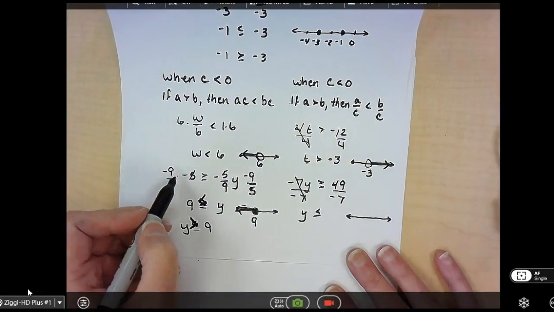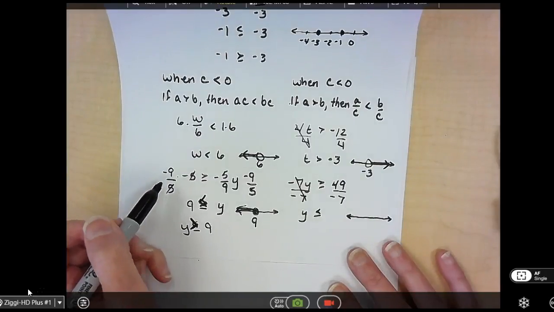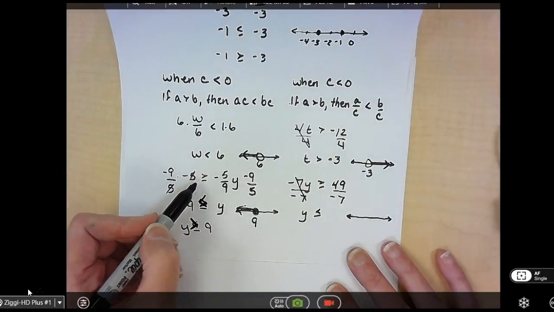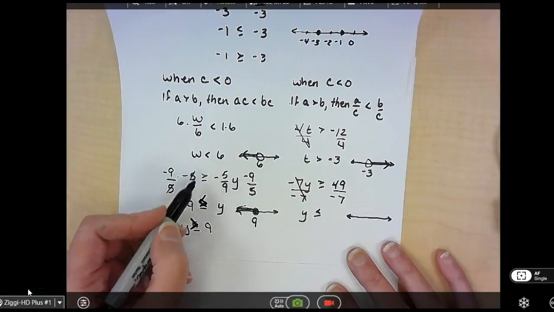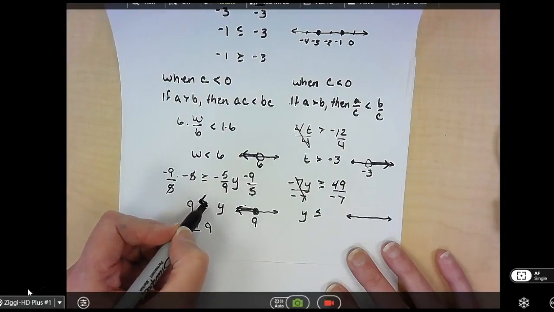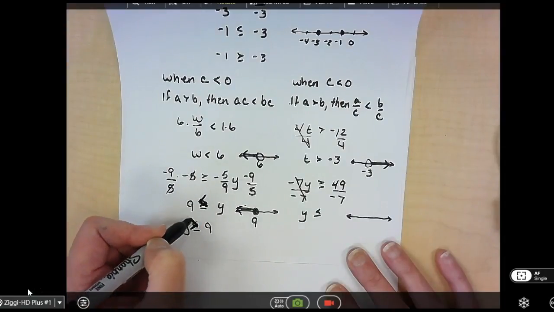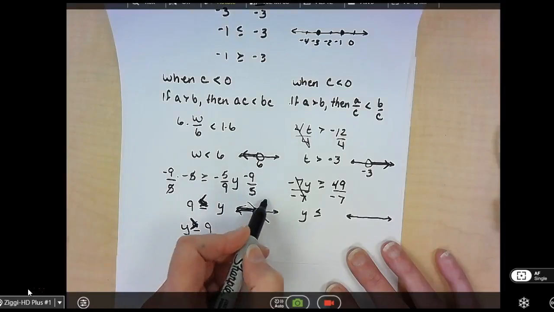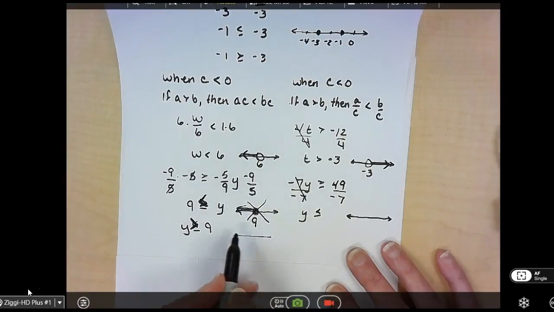All right, so let me go back to this left side. Multiplied, it was greater than. So when we multiply by the negative, it goes to less than. And then that would give me greater than. So this is not right. At my 9, I'm going greater than.